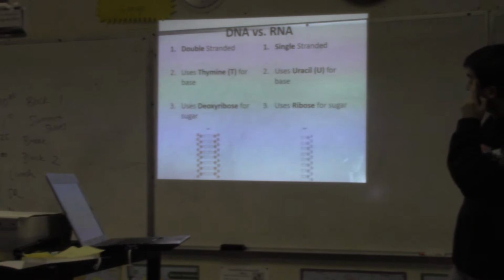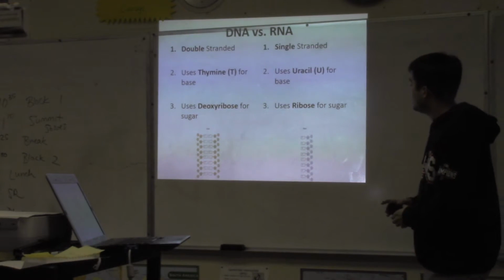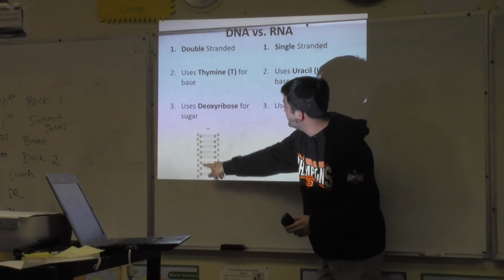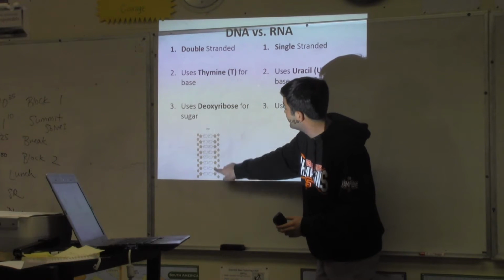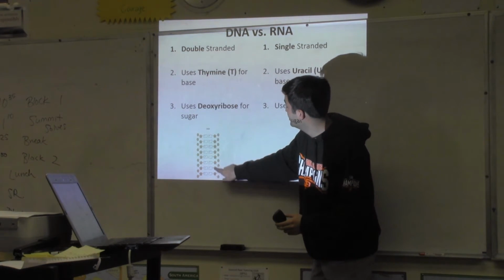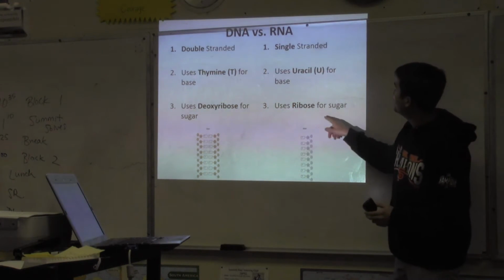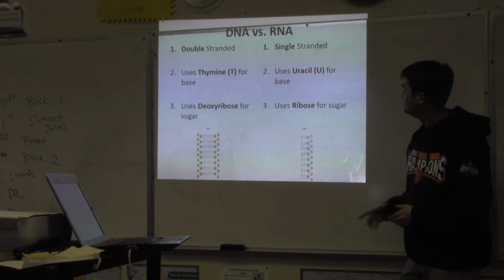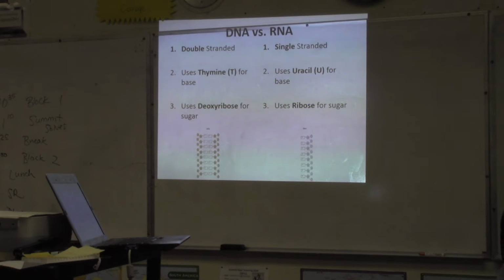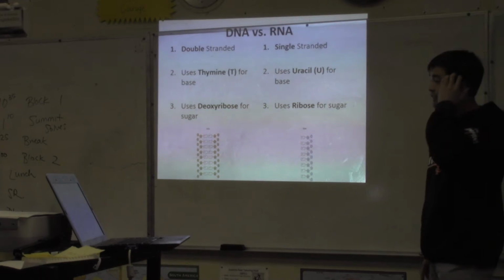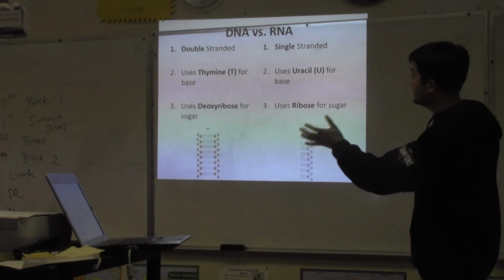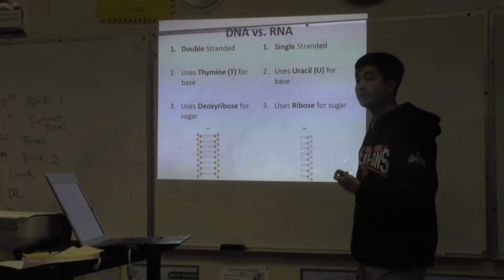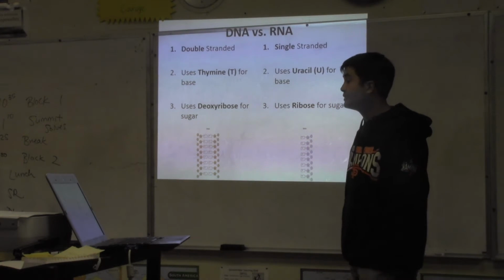And the last big difference, like Alondra pointed out, the sugar in DNA is deoxyribose. That's why there's D's on these sugars. And the sugar in RNA is ribose. That's why these are R's. So these are the 3 big differences between DNA and RNA. So definitely know these like the back of your hand. Know the key differences because there'll be several questions on the content assessment asking you about these differences.